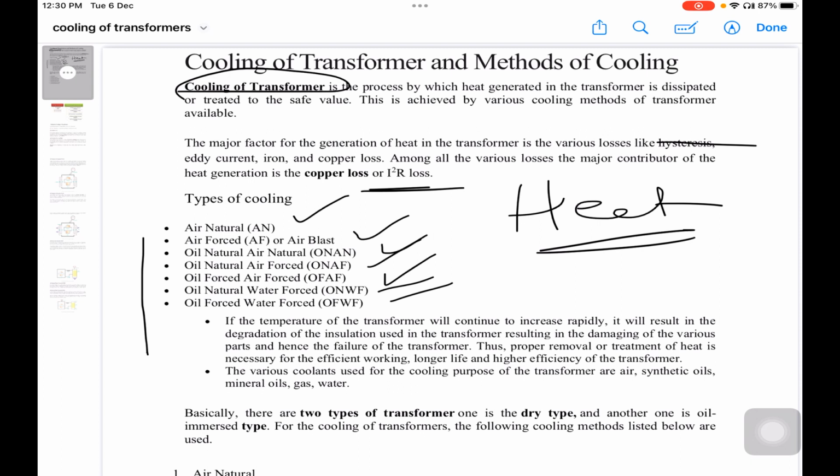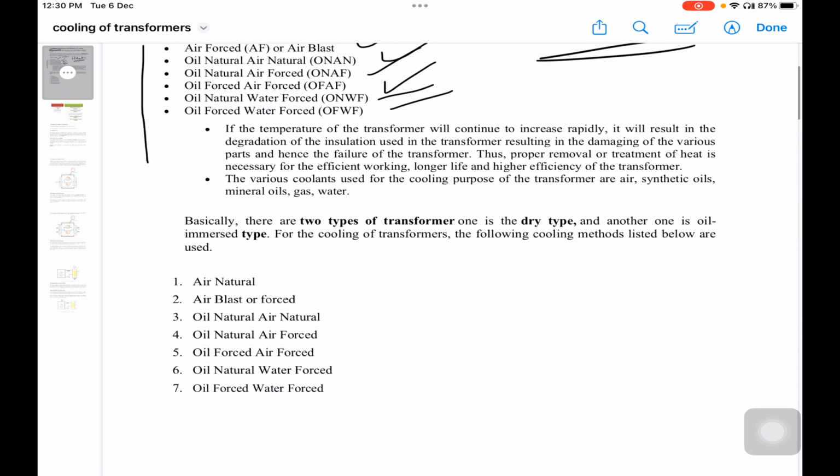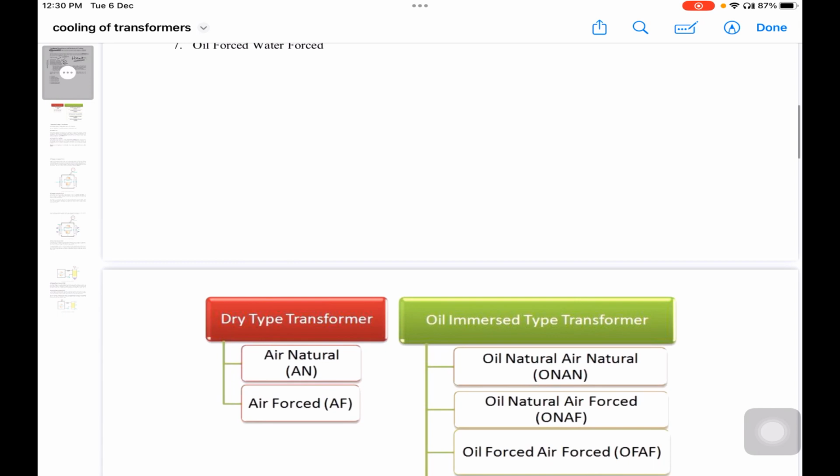Now, majorly there are two types of cooling used. One is called dry type and the other is oil immersed type. For the cooling of transformer, the following cooling methods will be used. As I mentioned, there are different techniques: oil natural, air blast, air forced, oil natural, air natural. Let us understand one by one in detail.